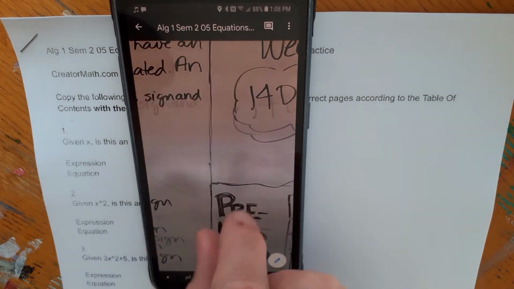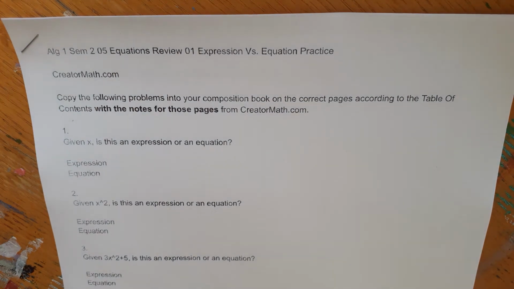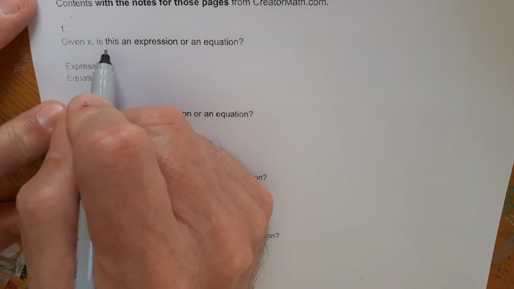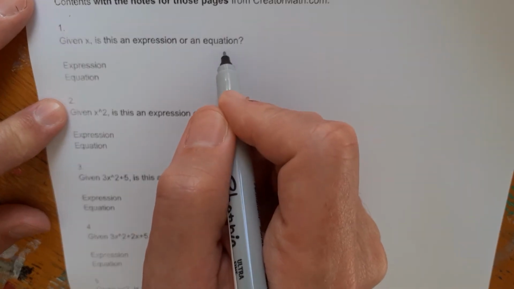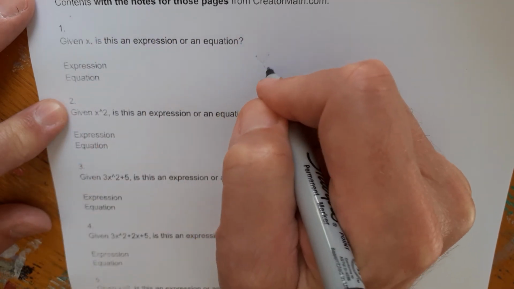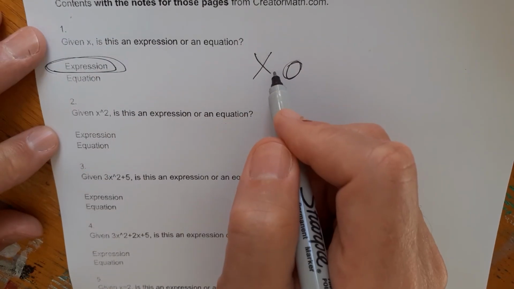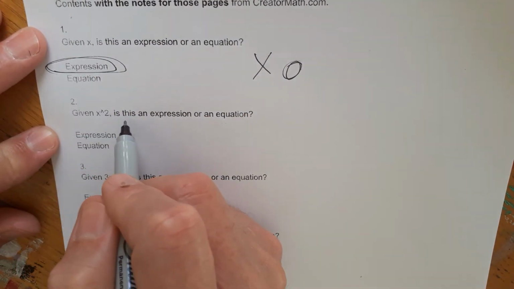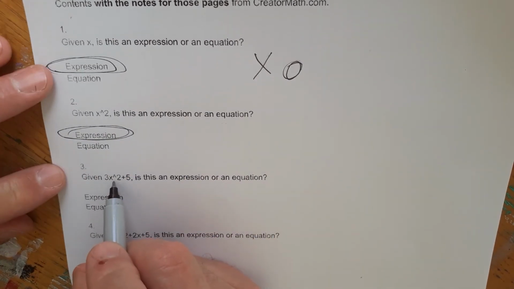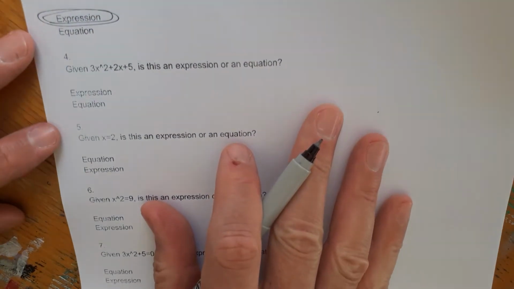All right, you're putting all this into your comp book on the right pages, and you're doing that before you do the problem sets, right, because that'll help you do them. So, for example, question 1, given x, is this an expression or an equation? Oh, so we just have an x. Given x, it's an expression. Why? There's no equals. Given x squared, is this an expression or equation? Expression. There's no equals. Given 3x squared plus 5, expression. There's no equals. See where I'm headed here, right?